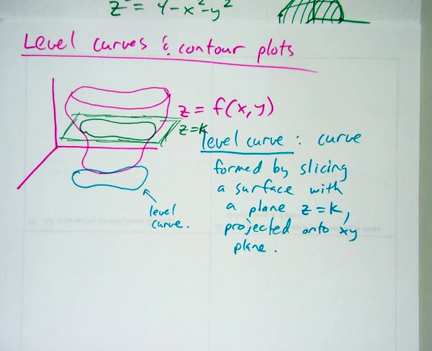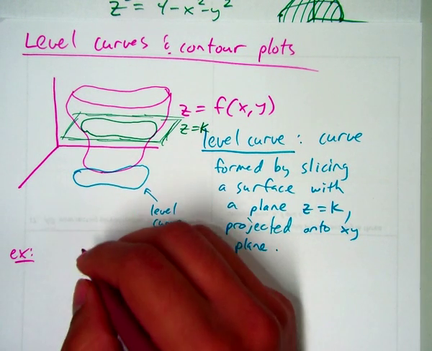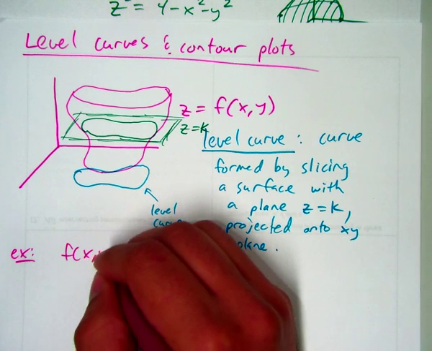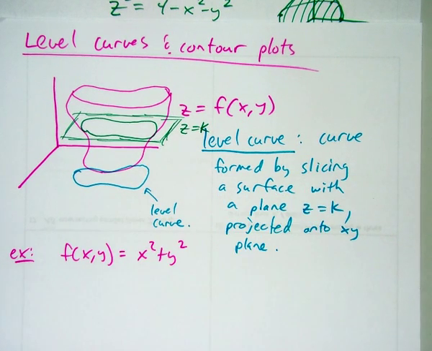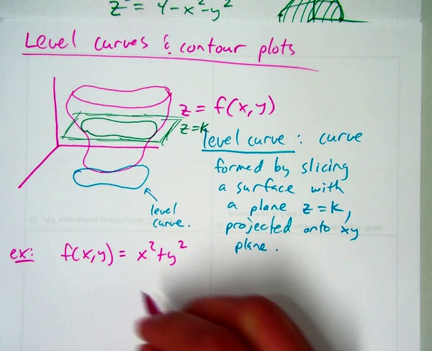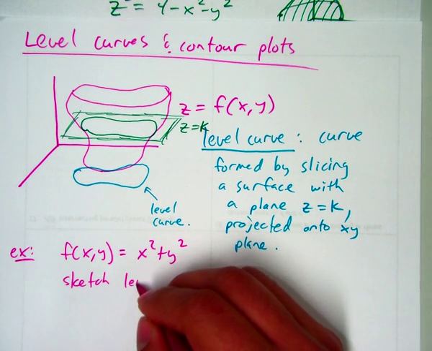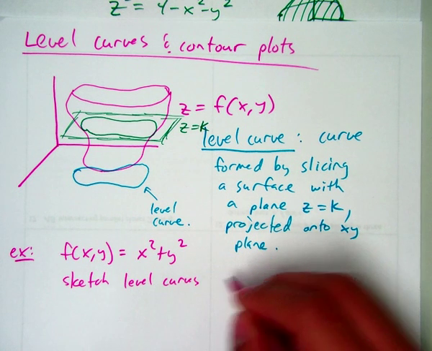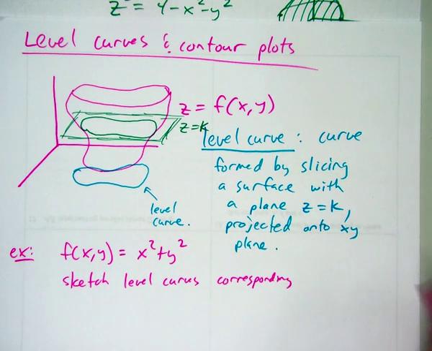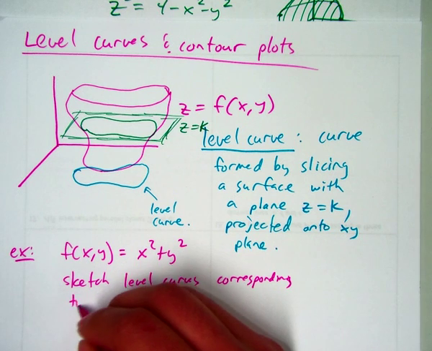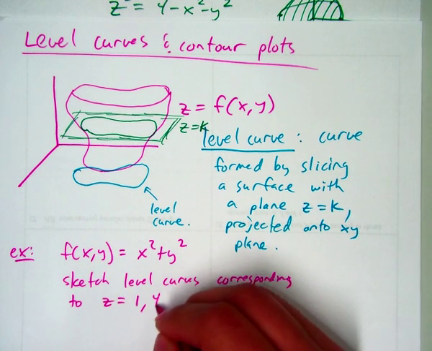Then, let's try this example. Let's say we have f of x, y equals x squared plus y squared. And we want to sketch level curves corresponding to z equals, let's say, 1, 4, 9, and 16.